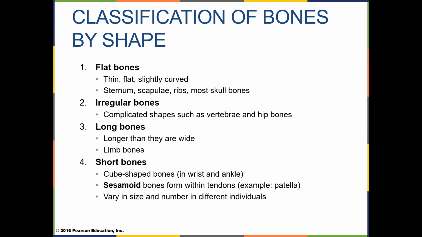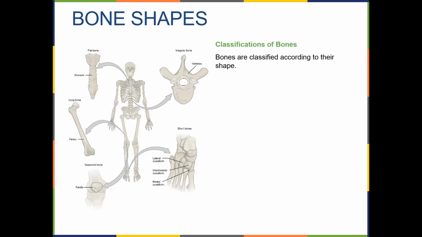Doesn't matter, as long as they're longer than they are wide, they're a long bone. And then we have the short bones, the carpal bones in our wrist, the tarsal bones in our ankle. The sesamoid bones, like our patella, are short bones, shaped like a sesame seed. That's why they're called sesamoids. And these are the various shapes. You're all familiar with these from lab.